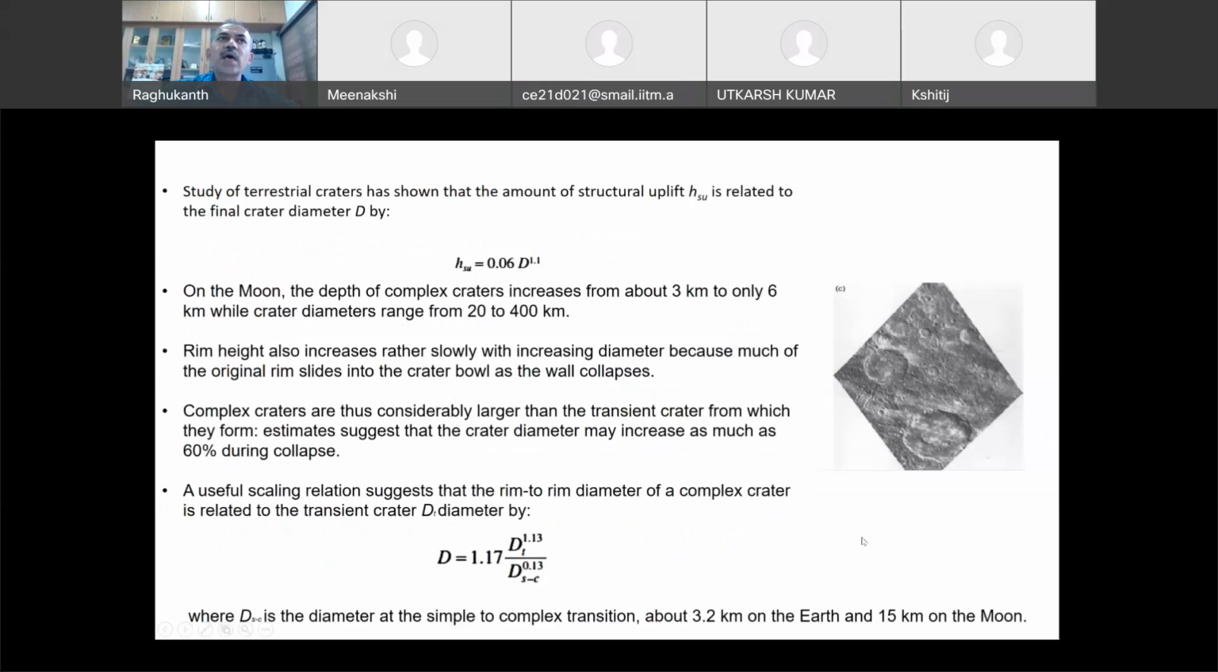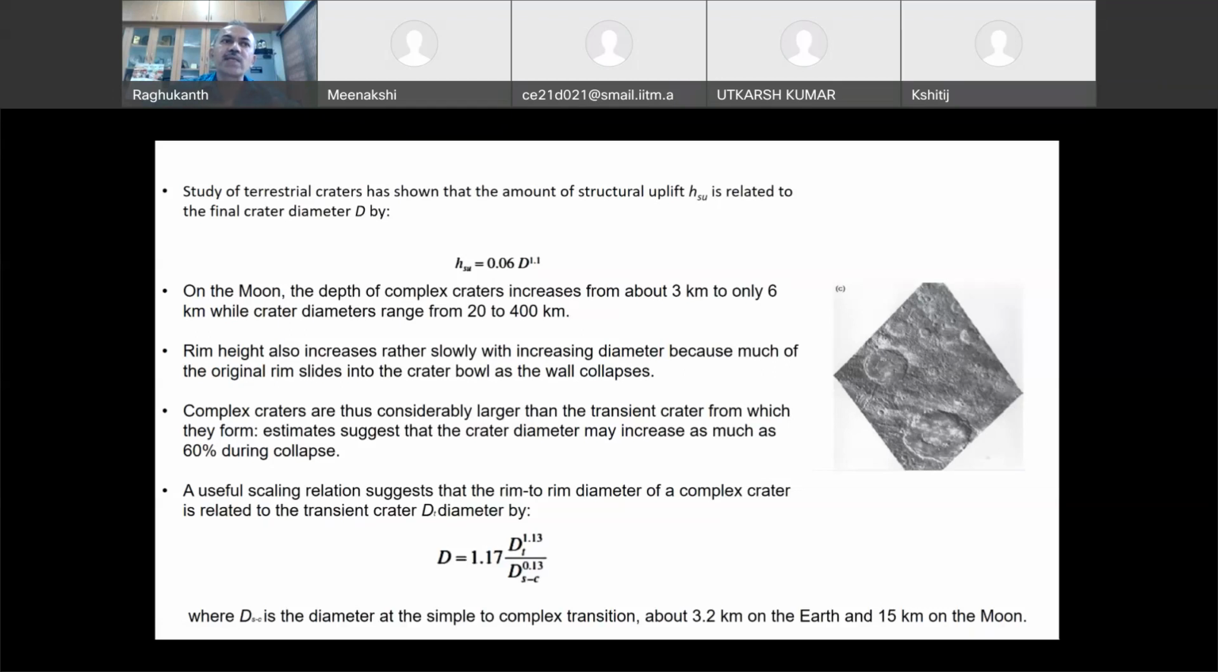Okay, and some people have estimated empirical equations also. For example, terrestrial structural uplift, say h of SU, as a function of final crater diameter, some types of equations are there. On the Moon, the depth of complex craters increases from 3 kilometers to 6 kilometers for crater diameters of 20 to 400 kilometers. You may have a huge crater, but the depth may be only 6 kilometers. And rim height increases rather slowly with increasing diameter, because much of the original rim, of course, slides into the crater bowl as the wall collapses.